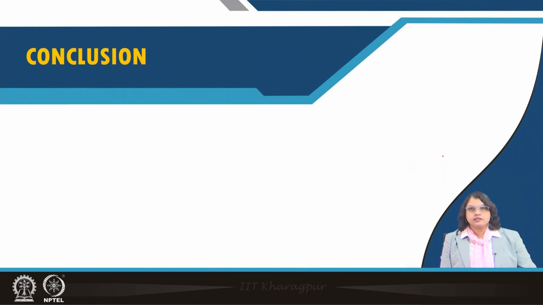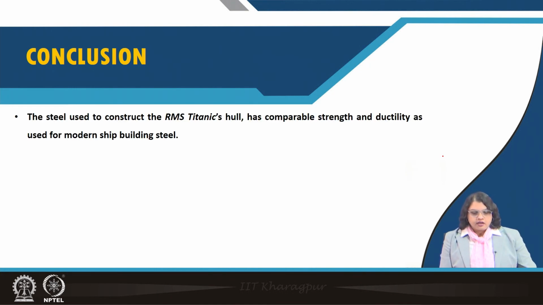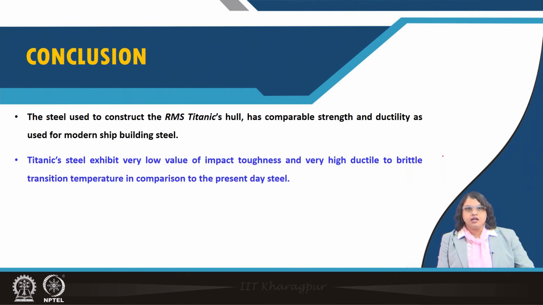So, let us conclude this event. The steel used to construct the Royal Mail Ship Titanic hull has comparable strength and ductility as used for modern shipbuilding steel. So, there was no issue with the quality of the steel as far as we are talking only about the mechanical properties based on the strength and ductility.